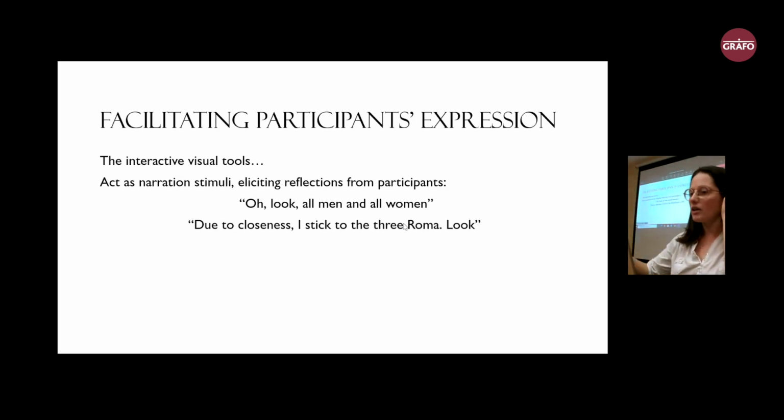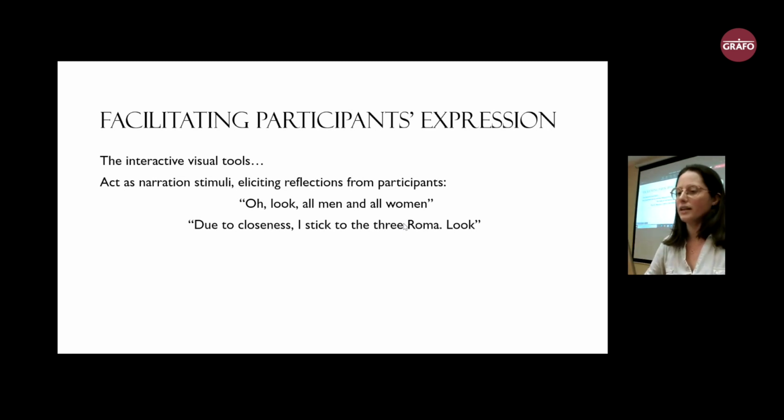Here are a couple of quotes from participants, because I wanted to show you how, by visualizing this, by using the visual tools, the participants made some comments that otherwise probably they would not have made. For example, both examples are from the similarity exercise. In the first one, the participant was placing the alters, and at the end she realized that she had placed all the men as different and all the women as different. She looked at it and said, oh, look, all the men and all the women. So probably unconsciously she was doing that, and only by visually seeing it, she realized.